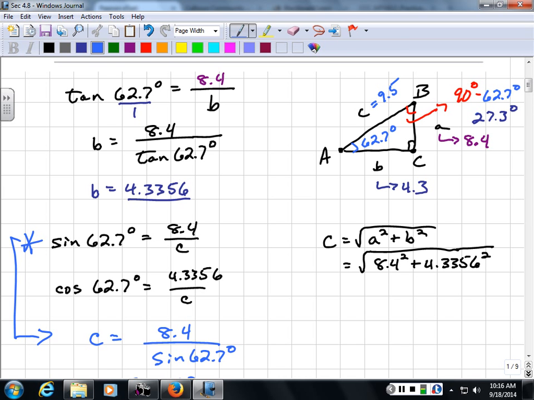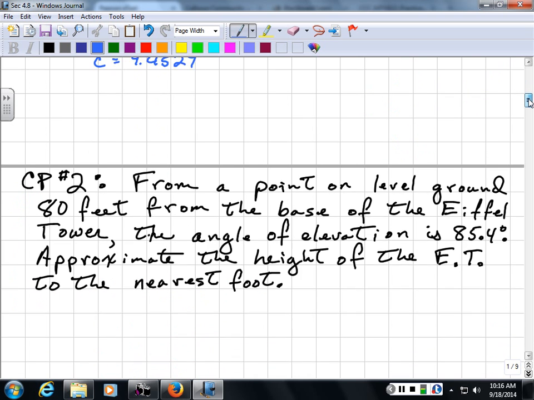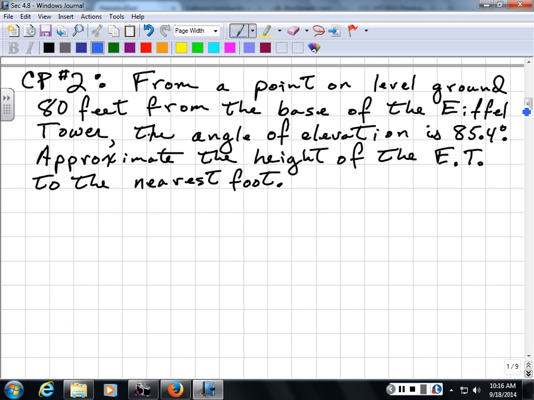Now, why is this important? Well, we already started to address this in a previous section because we're going to do this. From a point on level ground 80 feet from the base of the Eiffel Tower, the angle of elevation is 85.4 degrees. Approximate the height of the Eiffel Tower to the nearest foot.